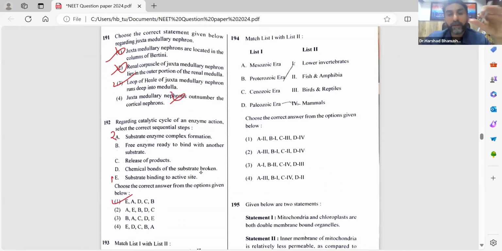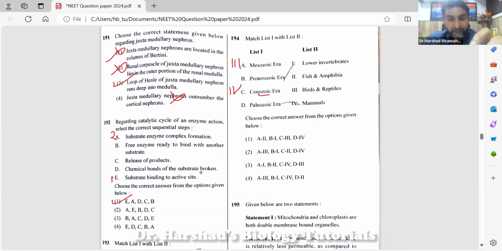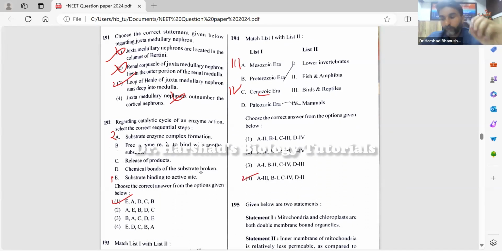Okay, now this was a tricky question. So you have to basically mark Mesozoic. If you see Mesozoic, the reptilian era was the Mesozoic era. So there's only one option. A has to be 3. Now, Cenozoic era is the mammalian era. So C would be 4. Though it was a tricky question, if you know your A3 and C4, then you will have A3, C4, which is option number 4.